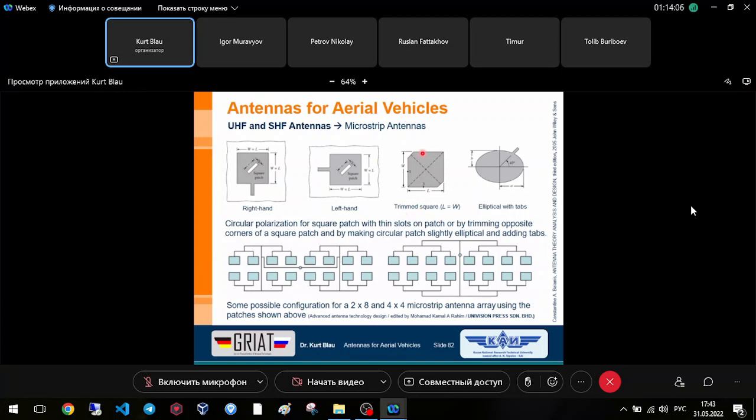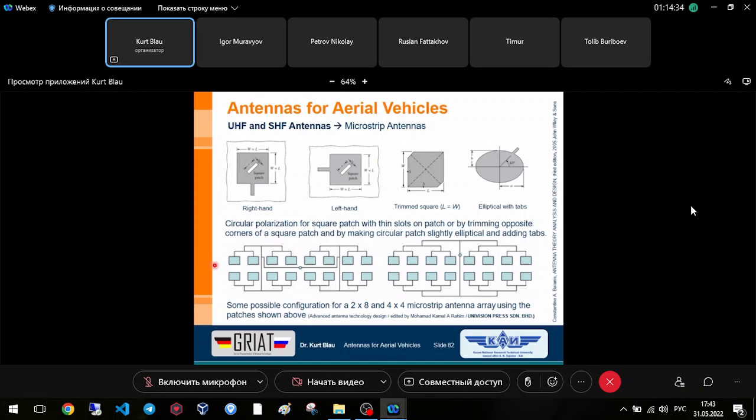Another possibility is to use an elliptical shape of such a patch. You can also achieve circular polarization if you consider the major axis and the minor axis in a certain relation to each other. Now again, an array of such patches.